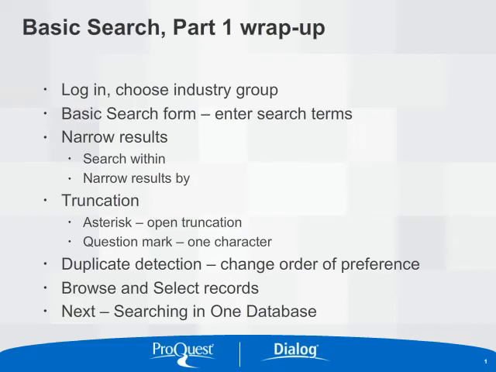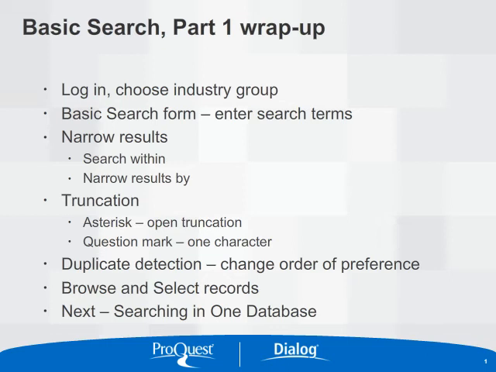This ends Part 1 of ProQuest Dialog Introduction to Basic Searching. We logged on to ProQuest Dialog and chose the Engineering and Technology Industry group of databases to search. We entered search terms on the basic search form. We learned how to narrow results by using search within and narrow results by features. We learned to use the asterisk for open truncation and the question mark for a single extra character. We learned how to change the database order of preferences for duplicate detection. And we learned to browse titles and select records for later viewing.